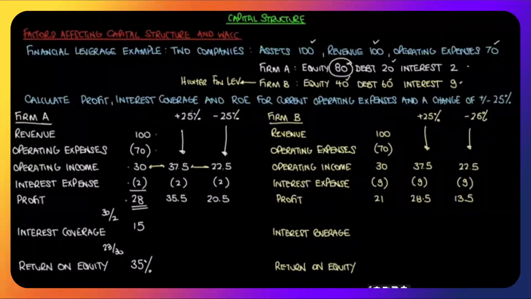Now for firm B, I have 100 in revenue, 70 in operating expenses, operating income identical at 30. Their interest expense is 9 to give profit of 21. What's their interest coverage? Operating income of 30 is the same, but 9 is the interest they must pay out. Interest coverage of only 3.3. I think we can fairly clearly see our conclusions already here without going much further. 15 versus 3.3. But let's do the changes.